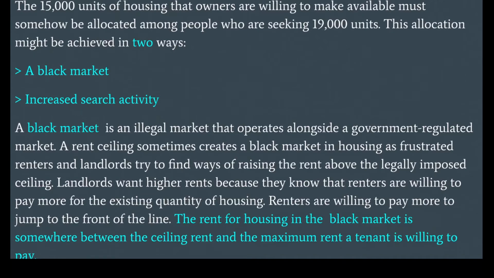Landlords want higher rents because they know that renters are willing to pay more for the existing quantity of housing. Renters are willing to pay more to jump to the front of the line. The rent for housing in the black market is somewhere between the ceiling rent and the maximum rent a tenant is willing to pay.